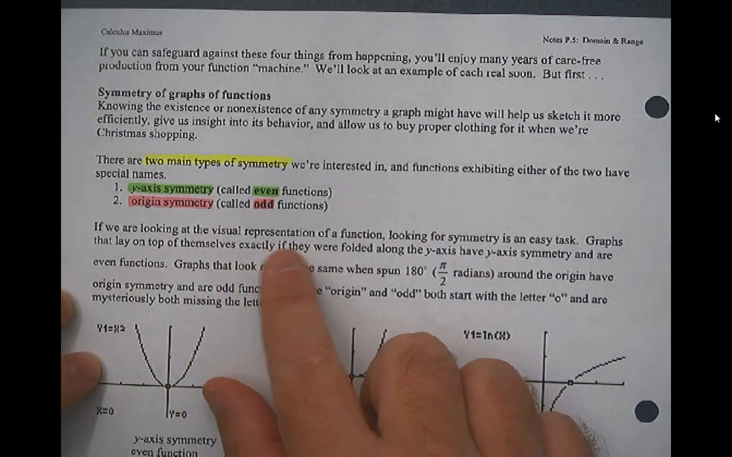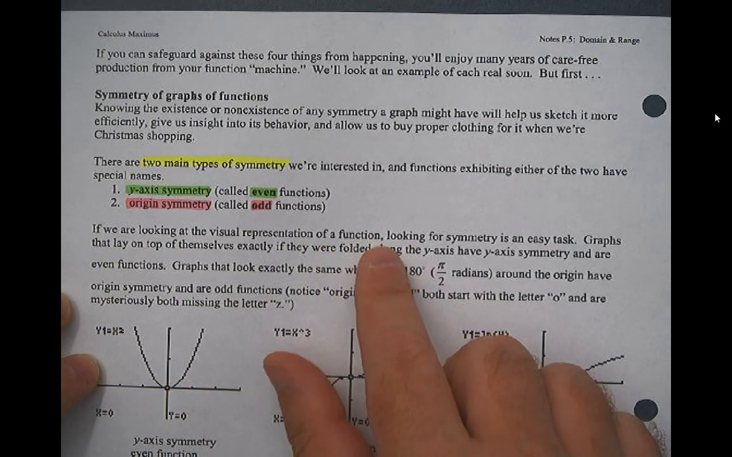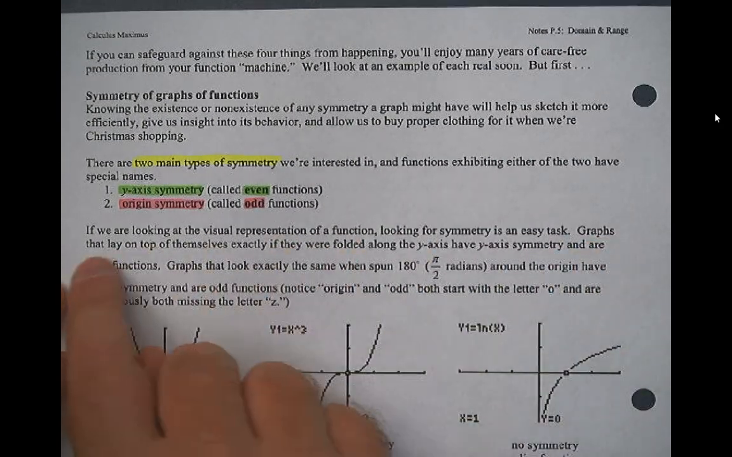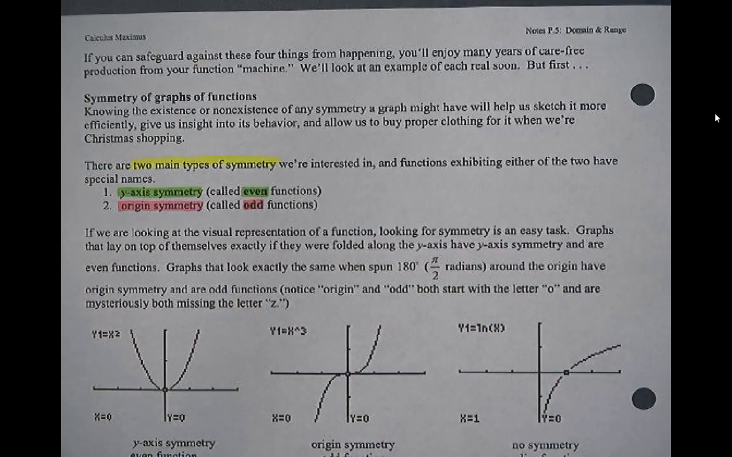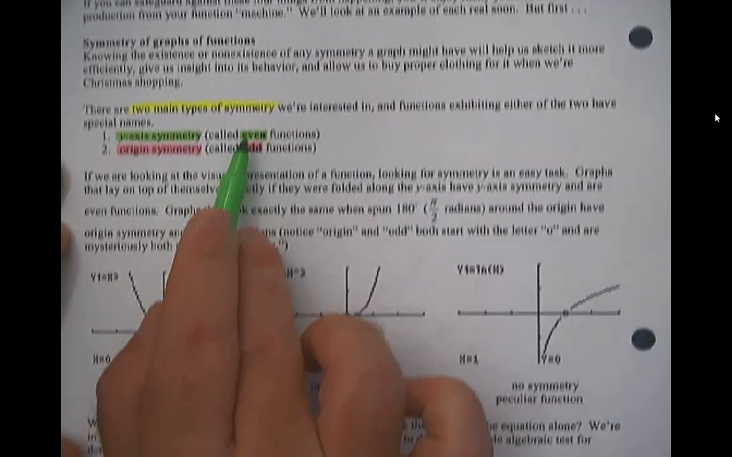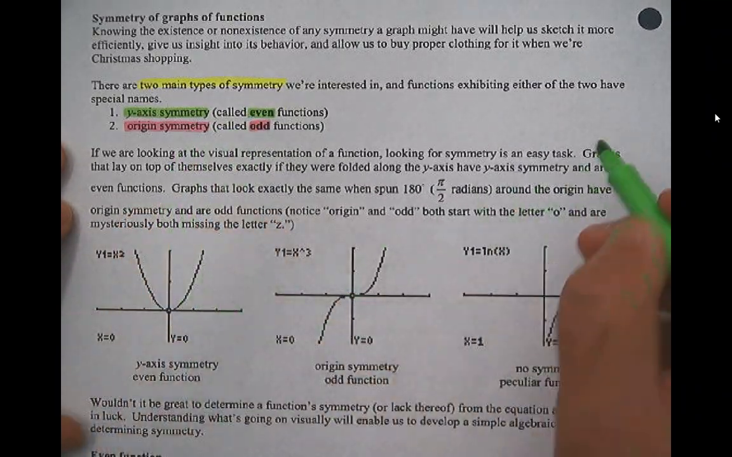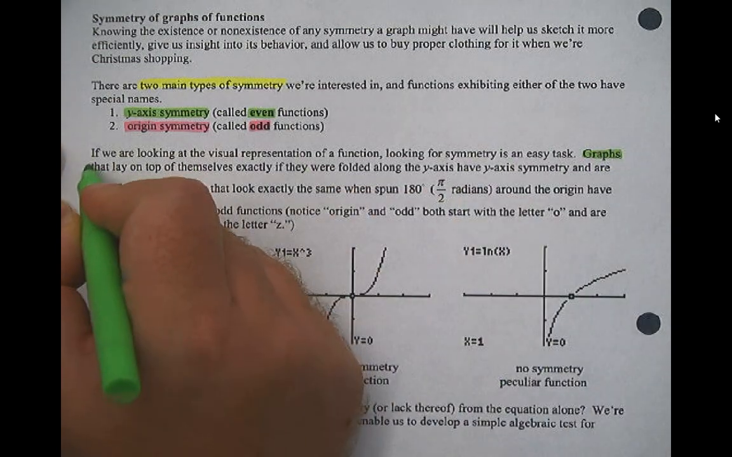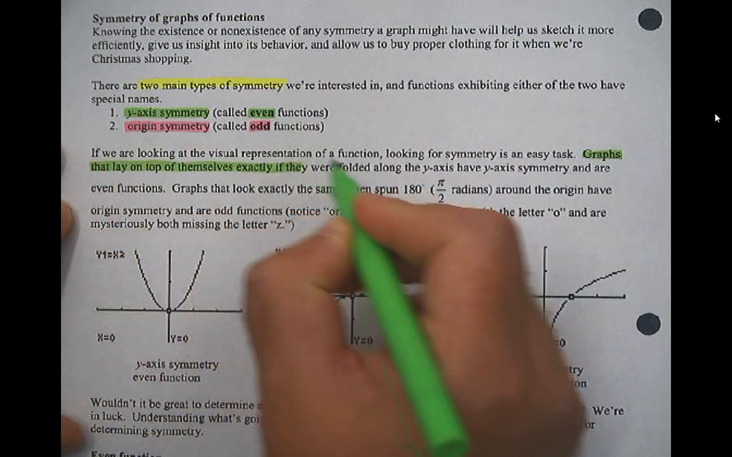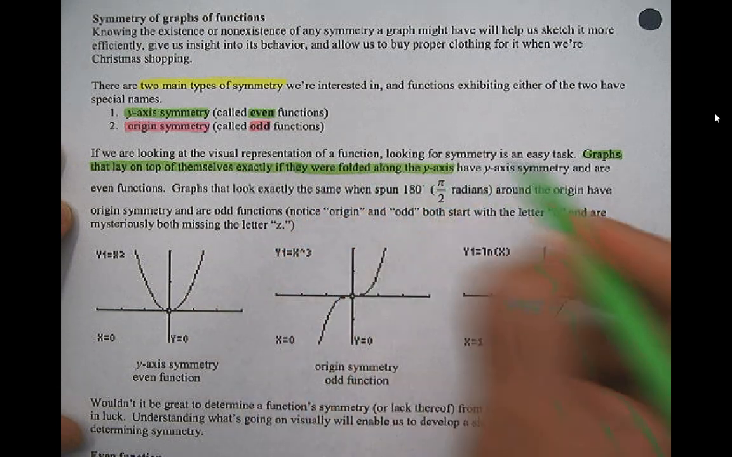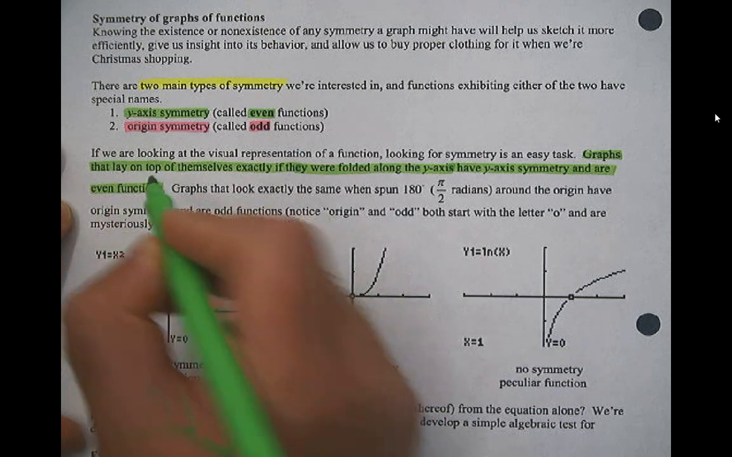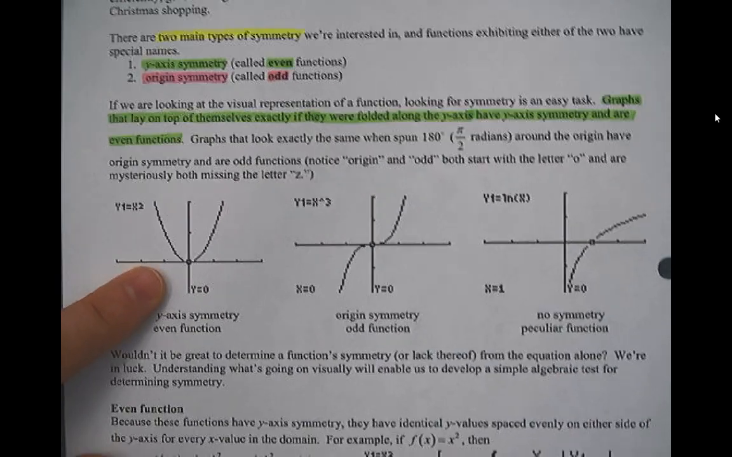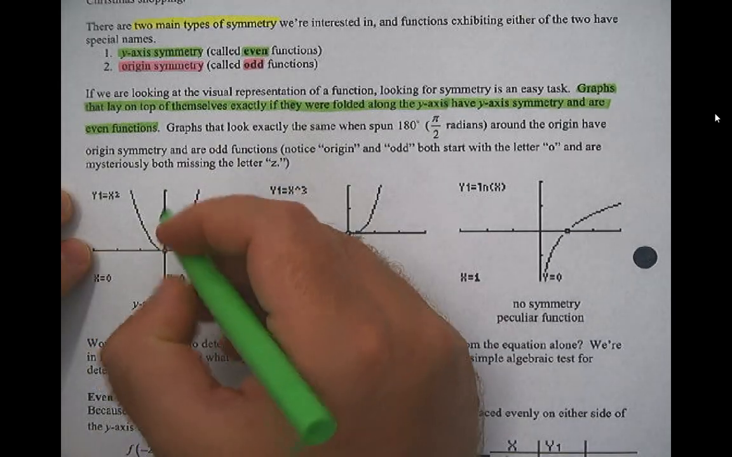So when we're looking at a visual representation of a function, in other words, the graph, graphs that lay on top of themselves exactly as they're folded along the y-axis are even functions. I'm going to highlight that in the same color, so everything in green will be about even functions. Graphs that lay on top of themselves exactly if they're folded along the y-axis have y-axis symmetry and are called even functions.